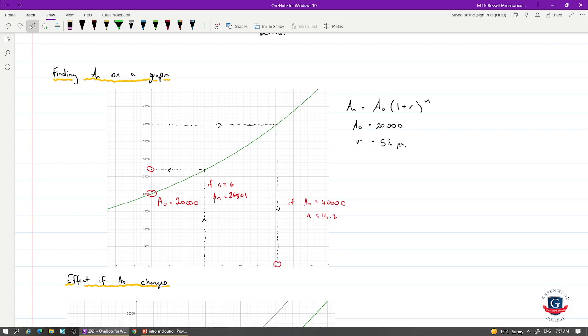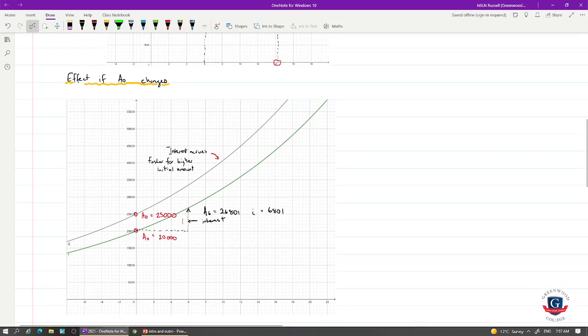Now, what happens if the principal amount, A0, changes? Let's have a look. If the principal changes, at time equals 0 the amount would be $25,000, as shown here. And because we're borrowing more money, we're going to pay more interest, so the line is going to be a little steeper.